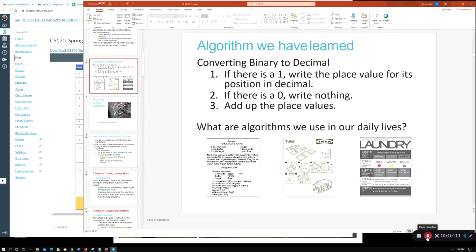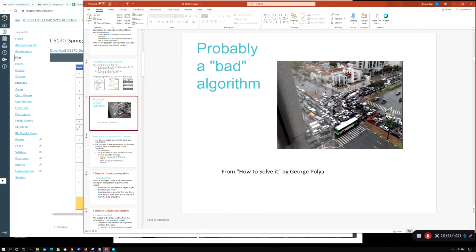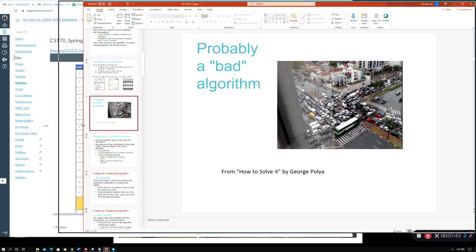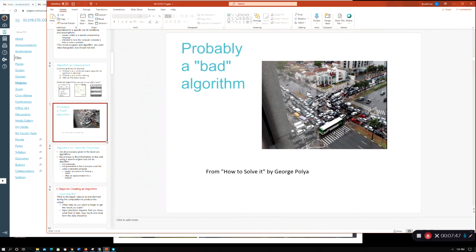So the reason I mentioned that is that we'll come to something a little later in terms of heuristics. We'll draw a comparison between algorithms and heuristics. And down here are just some examples of algorithms. Like I mentioned before, you have a recipe. You may have directions from IKEA, doing laundry, stuff like that. And here is something saying, well, maybe it's a bad algorithm or a non-existent algorithm. You end up in little log jams like this.